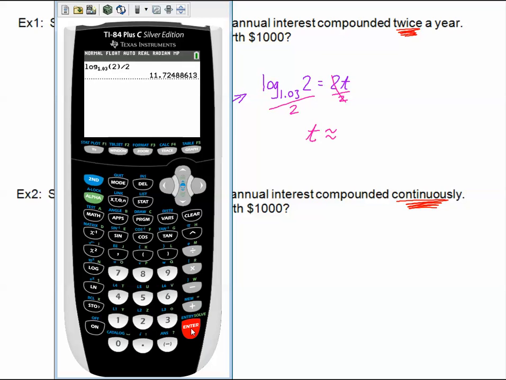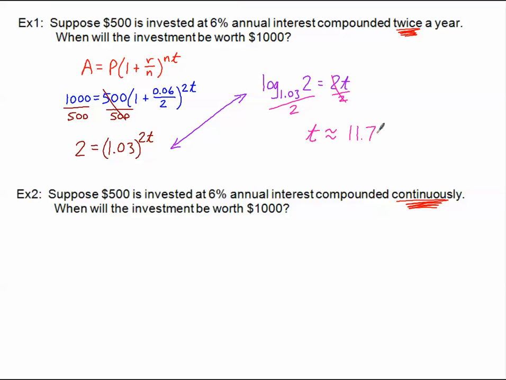I get 11.725 if I correctly round. These are all word problems today, and word problems end in words, and we know that we're measuring in terms of years. So just under 12 years, we will have doubled our money. Not a bad deal. 6% is a pretty good interest rate right now.